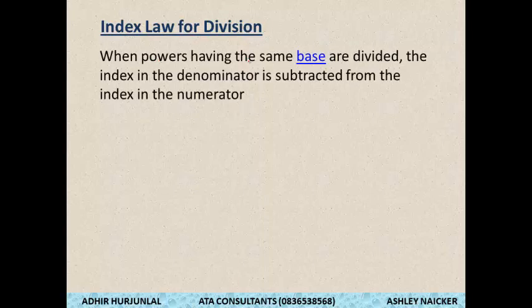When powers having the same bases are divided, the index in the denominator is subtracted from the index in the numerator. Basically what they are saying is, if you have a to the m divided by a to the n, where this is division and the bases are the same, what do I do with the indices? According to the rule, I subtract the indices. It becomes a to the exponent m minus n. Very, very simple to remember.